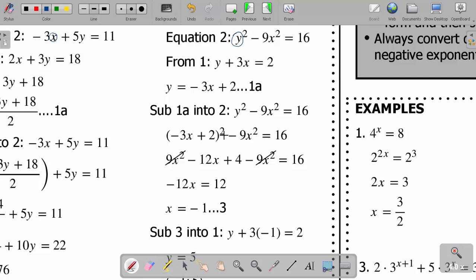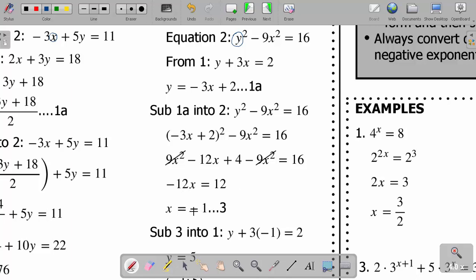That's what happens here. So it's going to be minus 3x plus 2 bracket squared, then minus 9x squared equals 16. I expand as usual to give me 9x squared minus 12x, then plus 4, then minus this 9x squared equals 16. So the 9x squared cancel, then minus 12x equals 16 minus 4, which is 12, so divided by minus 12 gives me x as negative 1.